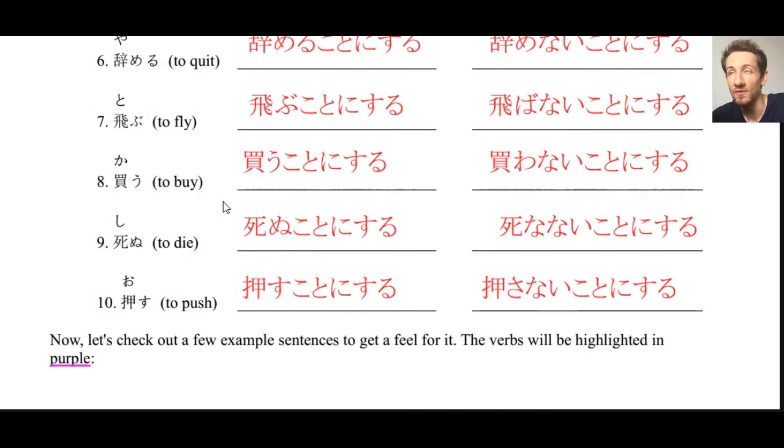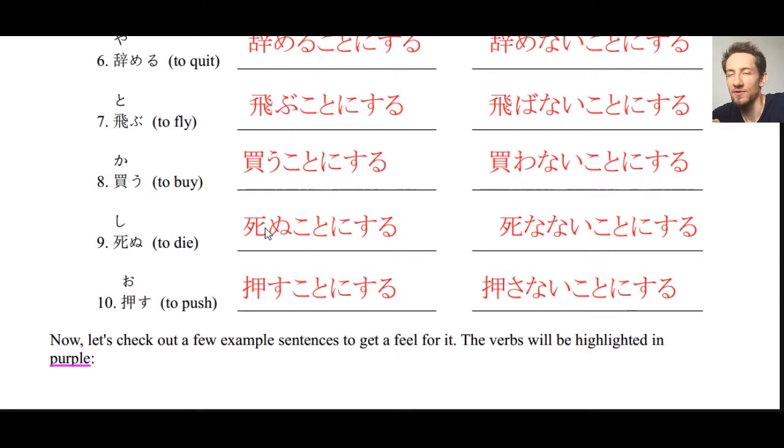Number 8, kau, kau koto ni suru, decide to buy. Kawanai koto ni suru, so decide not to buy. Number 9, shinu, shinu koto ni suru, decide to die. And shinanai koto ni suru, decide not to die. And osu, osu koto ni suru, osanai koto ni suru, decide to push, decide not to push.